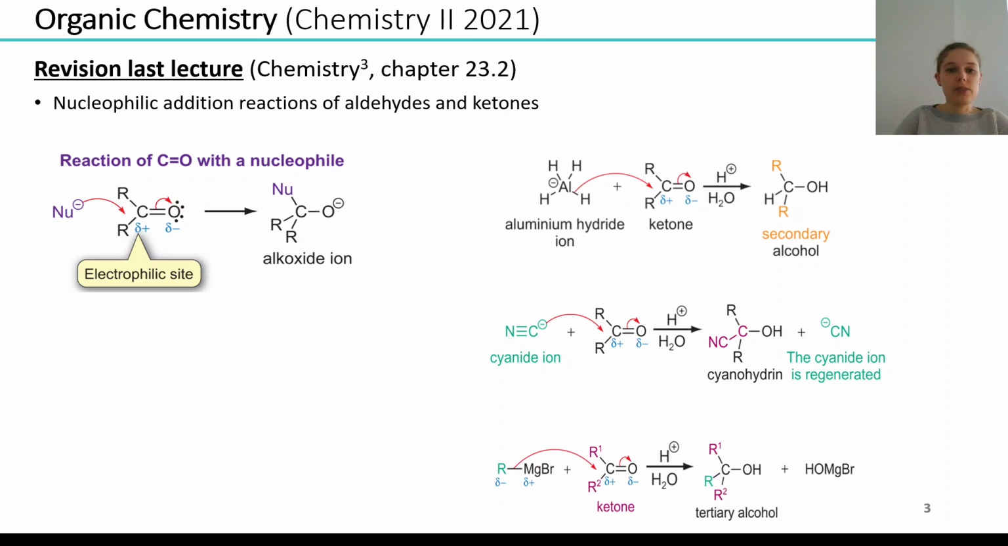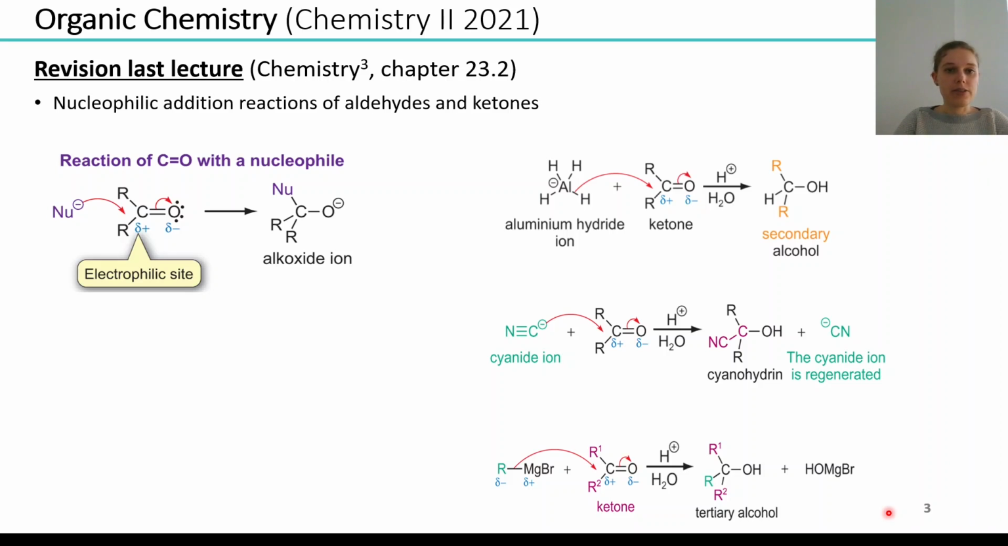And finally, we also discussed the reaction of ketones and aldehydes with organometallics. And here you can see the reaction with a Grignard reagent. And then if we use a ketone, a tertiary alcohol is formed, whereas if we use an aldehyde, a secondary alcohol is formed.